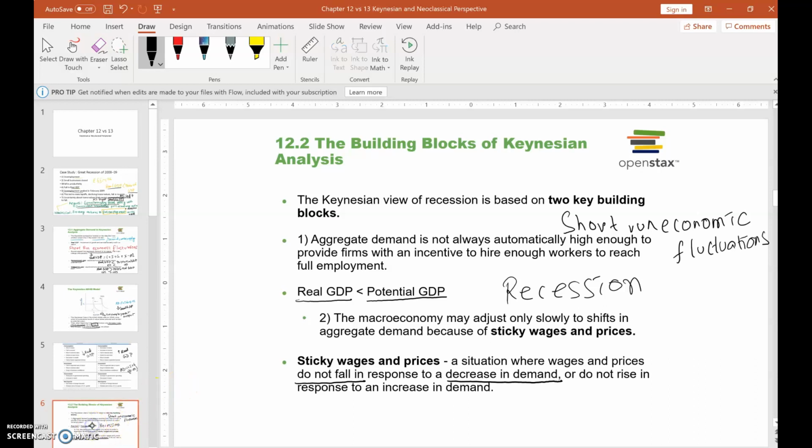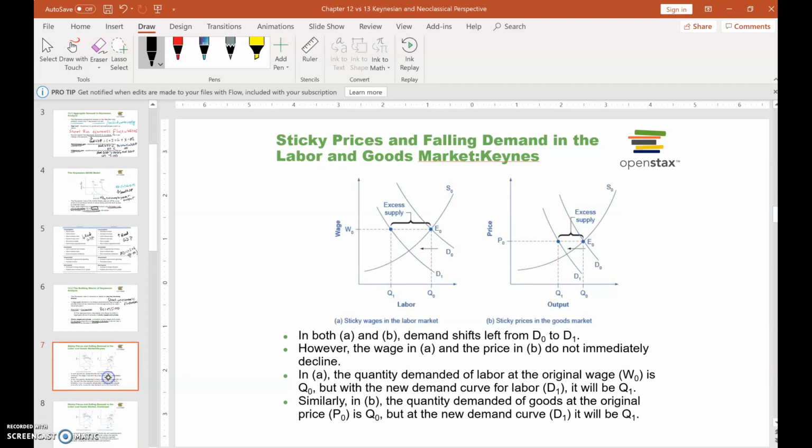So let's just go and show you the sticky wages and prices graphically. We have two markets here. One is the market for labor and the other is the market for final goods. So on the horizontal axis I have labor, vertical axis is the price of labor, which is wages. So initially my intersection is this point here where the demand curve is intersecting the supply curve. Say my wages are equal to $10. The quantity demanded for labor is 100 units.